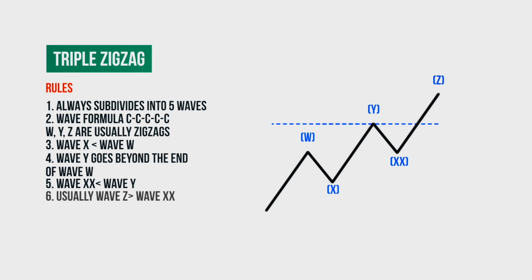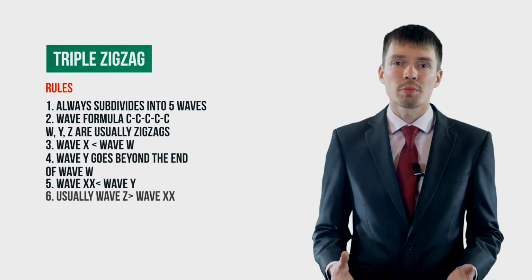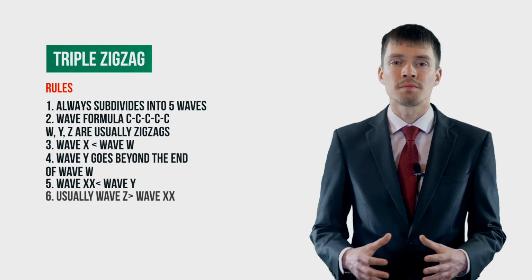Sixth rule, Z is usually larger than the XX wave. The phrase usually means that in some cases the wave Z does not reach the end of wave Y. In this case, it is called truncated. Now let's see how these rules are executed in a descending triple zigzag.